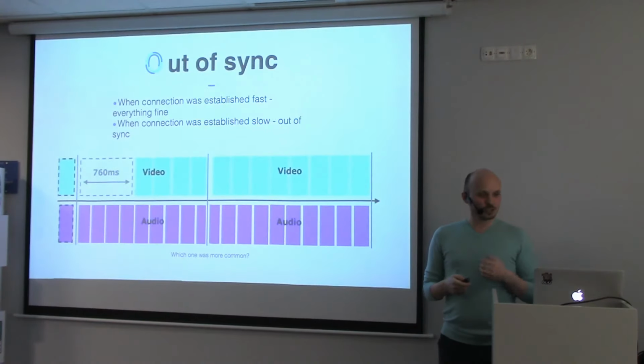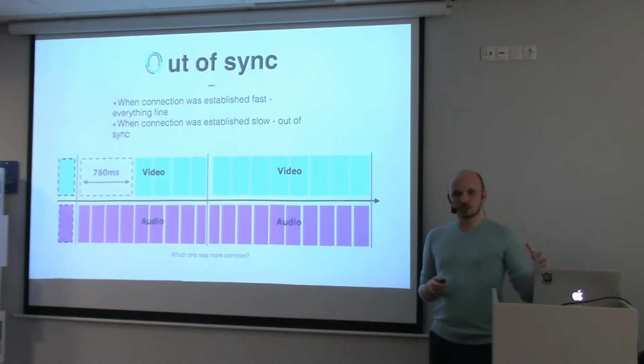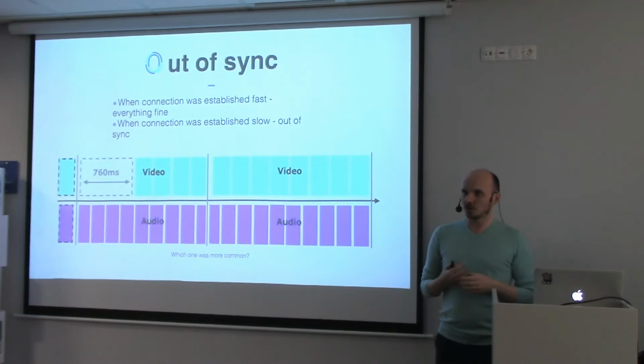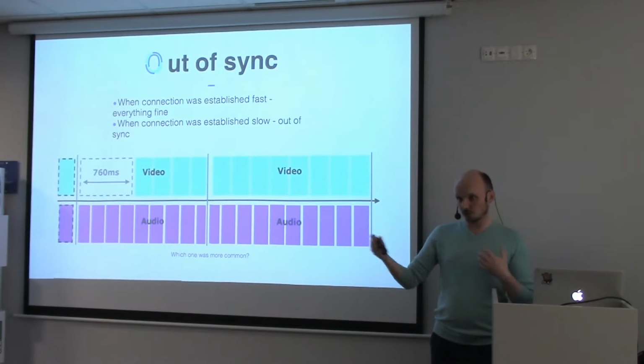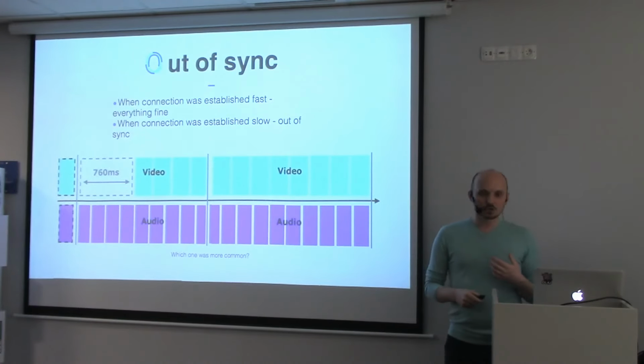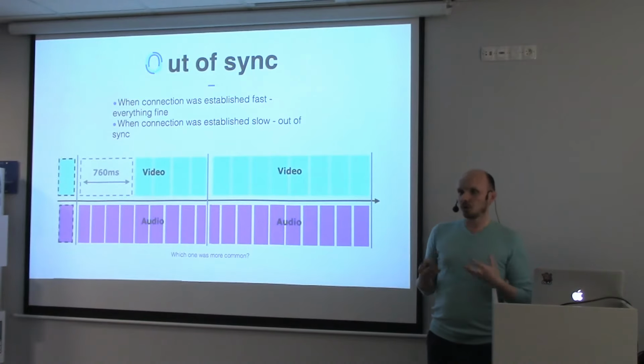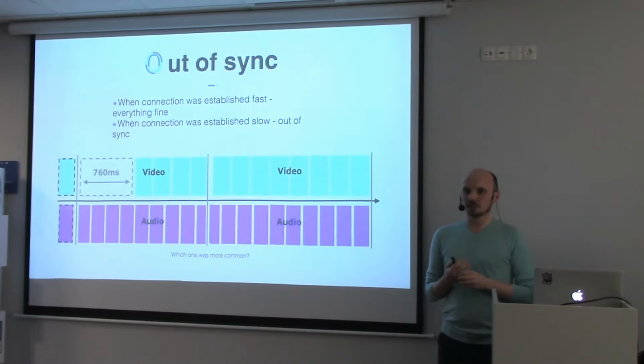So you see the stream starts with an initial offset, right? And then you have another keyframe. The keyframe guarantees that from this point on, the video and audio are synchronized, right? And you have two scenarios. One where everything works fine for the fast connections, and one where there is desynchronization when your connection is established and your destination responds slower. So what do you think, which one was more common when they started testing it?